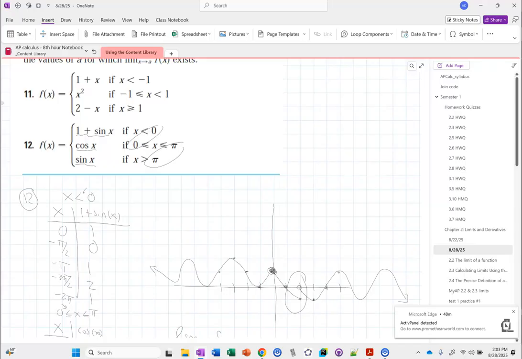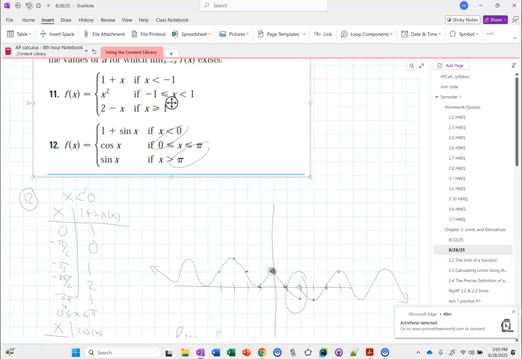So all I would check is when I plug 0 into this and into this, are they equal? And then plug pi into this and into this, are they equal? And then the limits at the ends.